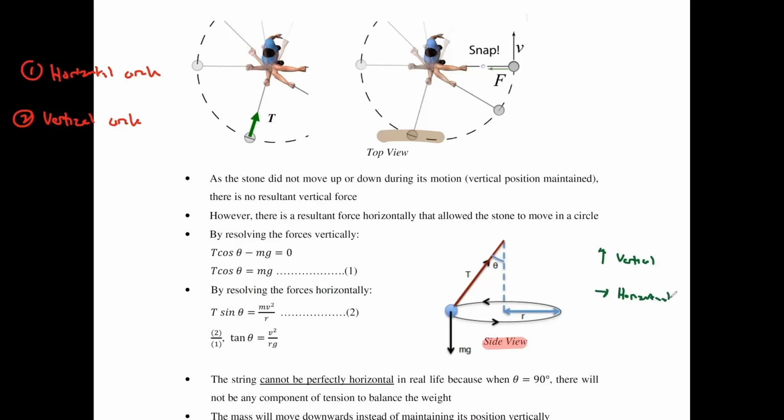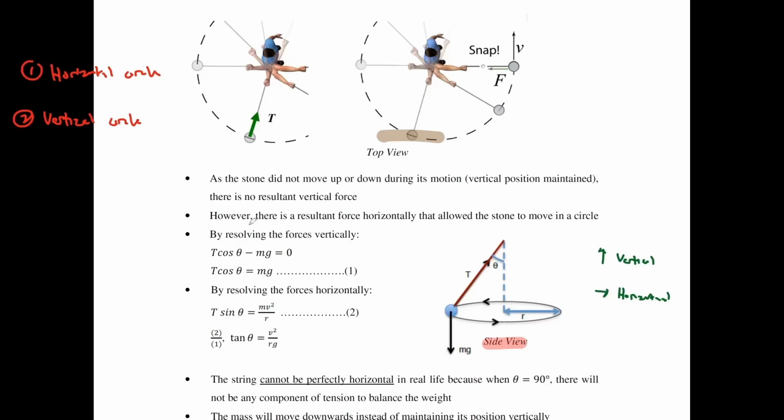Just like your kinematics last time, when you have something that moves in a parabolic motion, like your projectile motion, you always consider the horizontal motion and vertical motion, right? So it's something similar here for circular motion. You have to consider the vertical and horizontal motion.